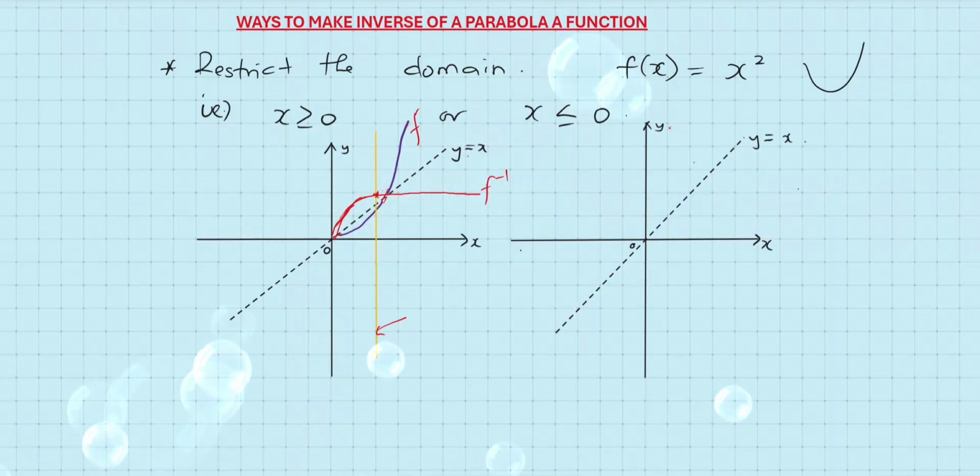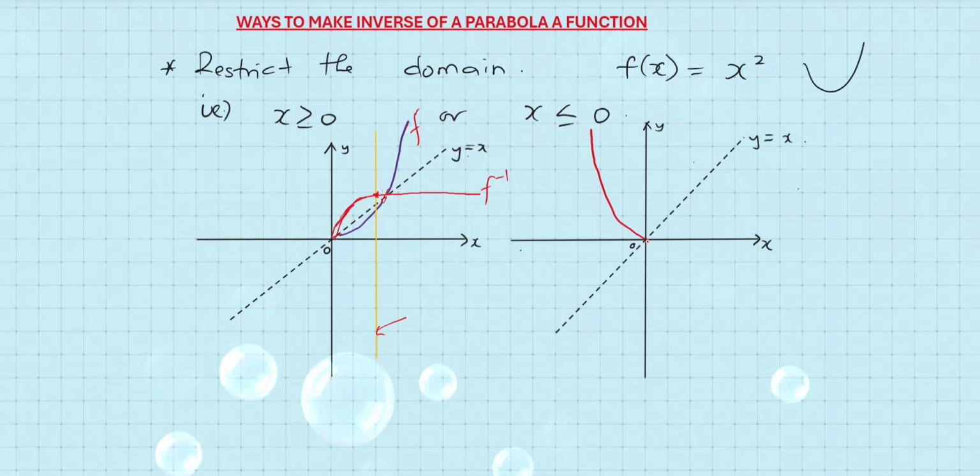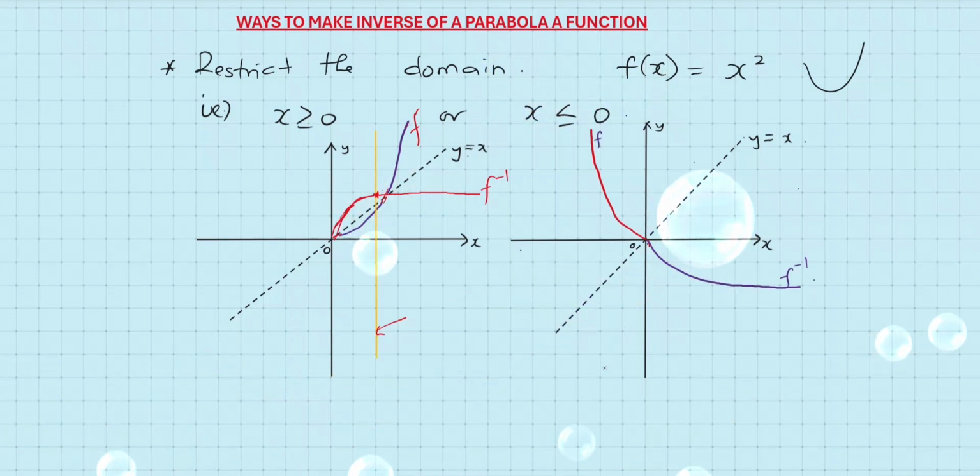For this side, we have restricted our domain. x is less than or equal to 0, meaning it's this side. If we reflect it about this line, y is equal to x, we'll see something like this. If we do the vertical line test also, this is the vertical line that we have drawn here. It is now cutting our graph at 1 point. Then it has passed the vertical line test. Hence, the inverse of f is also a function.